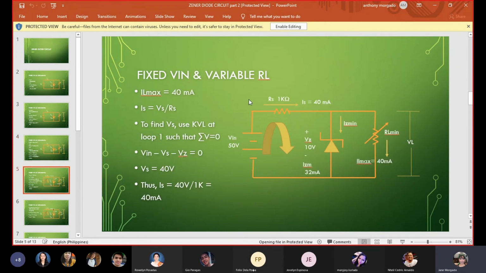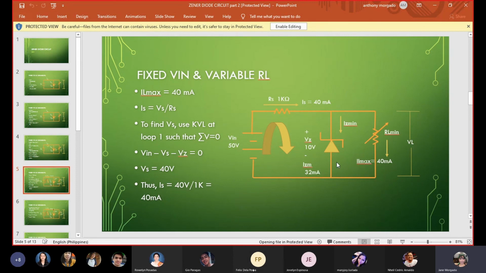Okay, and then the IS, so we'll have a loop here. Using summation voltage is equal to 0, KVL at loop 1, we have 50 minus Vs minus Vz is equal to 0. So we have 50 minus Vs minus 10, so we'll have Vs of 40 volts. So Is is 40 milliampere also.